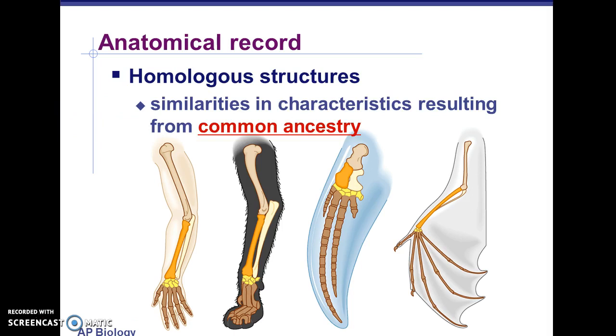We have homologous structures. Homologous meaning the same, like we learned when we talked about chromosomes. That's similarities in characteristics resulting from a common ancestry. So we're taking a look at these homologous structures here. We have the human arm, where we have one upper arm bone, two lower arm bones, and then look at the small bones in these. And we're going to look at a cat. Same similar structures. Now we're looking at a whale flipper, same structure. And now we're looking at a bat wing.